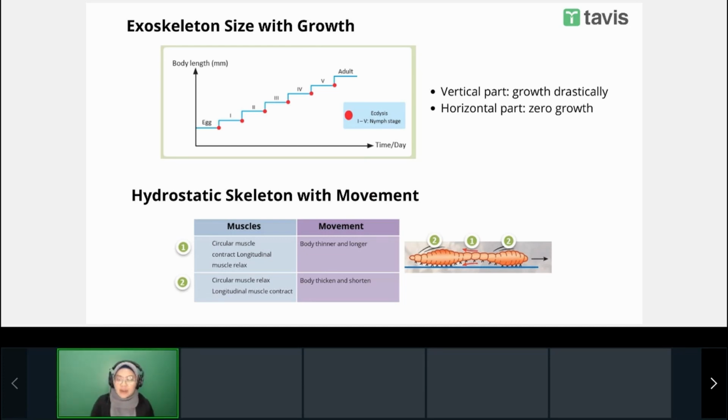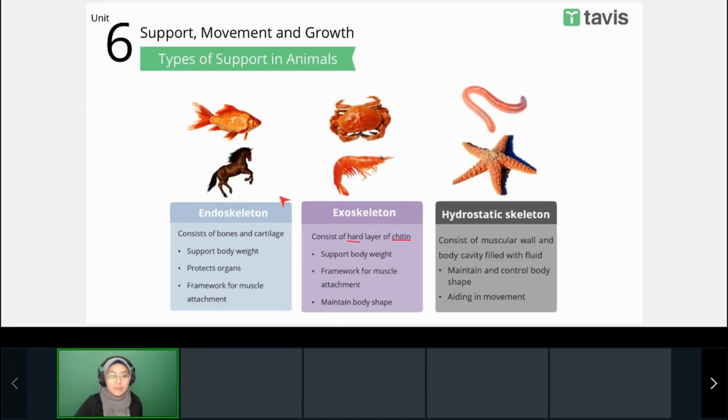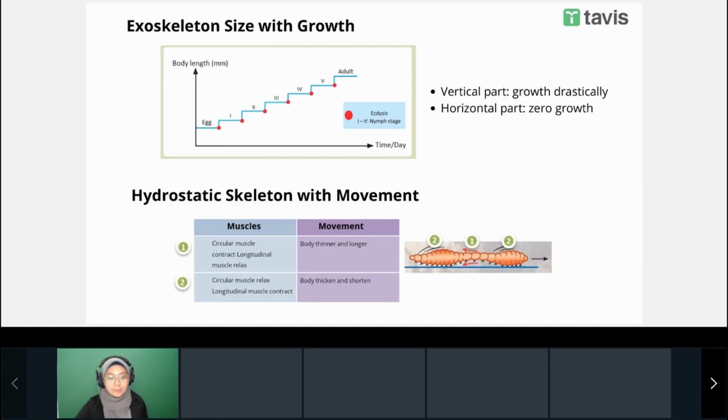For those three types of animal, they are divided into two categories. It's easy to remember. Let me show you. Endoskeleton animals are usually vertebrates. What does vertebrate mean? When I mention vertebrate, that means the animal has a backbone. How about invertebrates? The exoskeleton and hydrostatic skeleton animals are invertebrates. Invertebrates don't have a backbone.